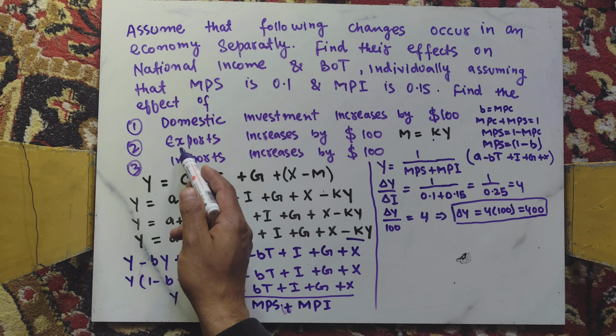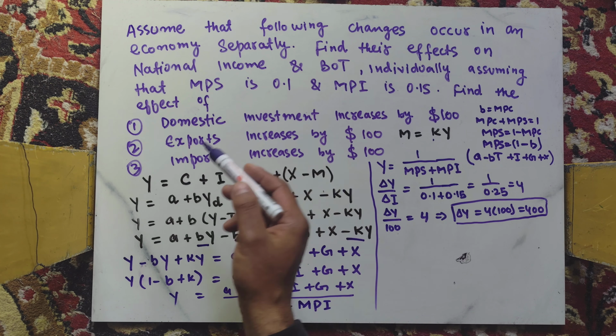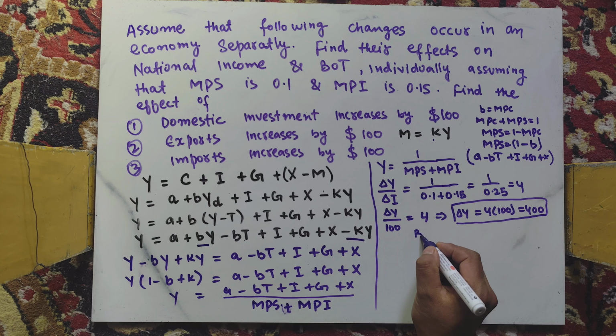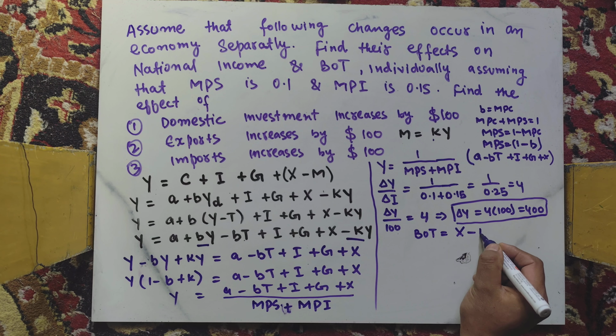Now we need to find out what will be the impact on the balance of trade if export increases by $100 million. Okay, so first we need to find out what is meant by balance of trade. Balance of trade is simply equal to export minus imports.